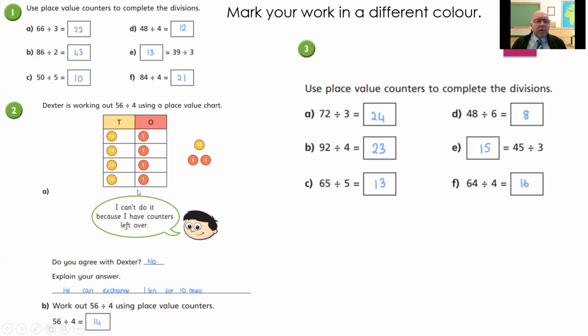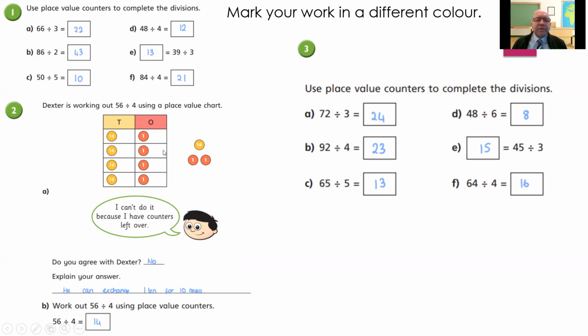Okay. What about Dexter? He's got 12 left over and he says he can't do it. You agree? Hopefully, no, you don't agree, because we can exchange the 10 for 10 ones. That will give us 12 ones, and we'll be able to divide those.